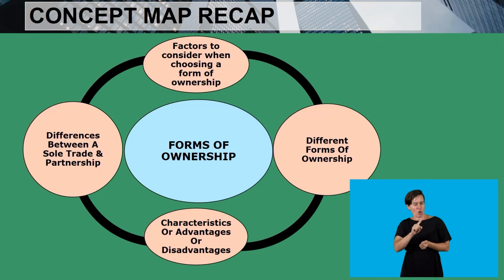We look at the concept map. Now we are looking at the overview of what our lesson unpacked. We first looked at the factors to consider when choosing a form of ownership. We looked at different forms of ownership. We also looked at characteristics, advantages, and disadvantages of a sole trader and a partnership. And lastly, we looked at the differences between a sole trader as well as a partnership.